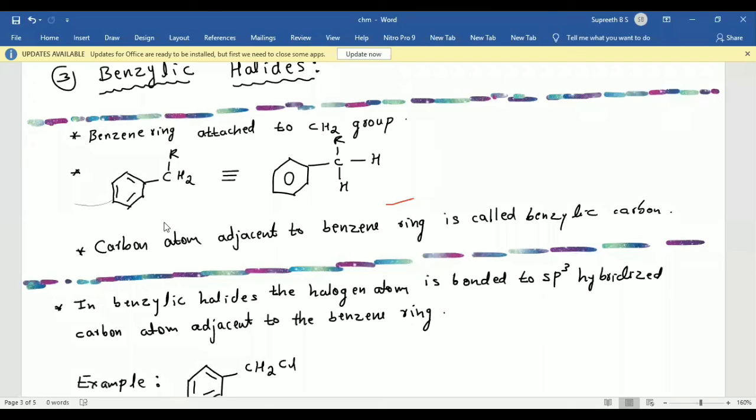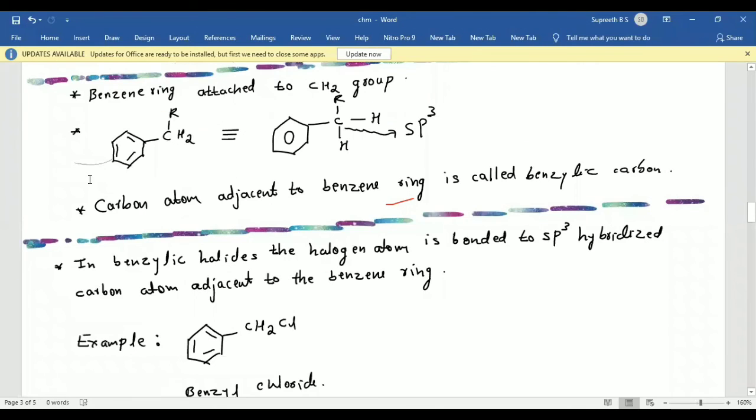So what is the hybridization of this carbon atom now? How many sigma bonds are there? If you go for hybridization of that carbon atom, what is the hybridization? That is sp3, because we have 4 sigma bonds for that carbon atom, so that is an sp3 carbon atom. So suppose that R group is X, or this hydrogen atom is replaced with a halogen atom, then they are called benzylic halides.